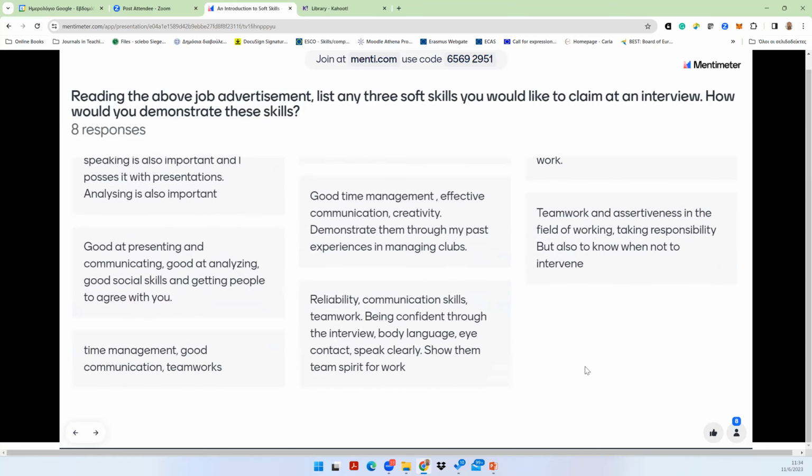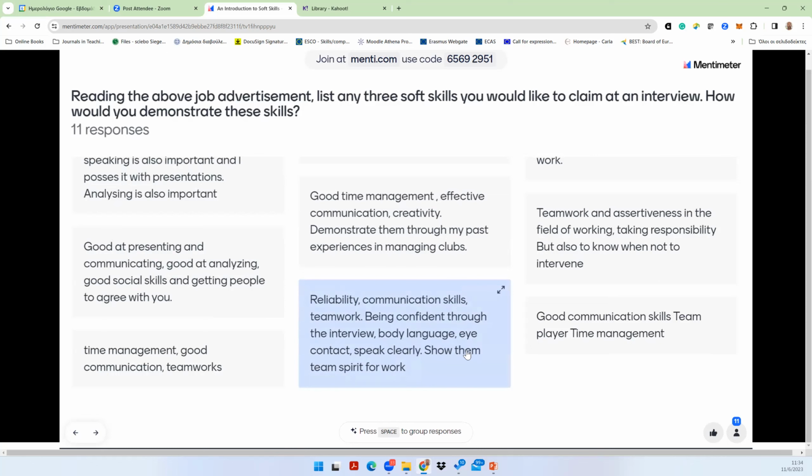Teamwork and assertiveness in the field of working, taking the responsibility, but also knowing when not to intervene. Very good. This has to do with what we have discussed until now. Provide the floor to the other, listening skills. As you will see in presentation skills, especially during your viva or a conference, you should let the people asking the question finish, even if you know the answer. This saves you time, gives you more time, and also controls your feelings in order to provide a more concrete answer.